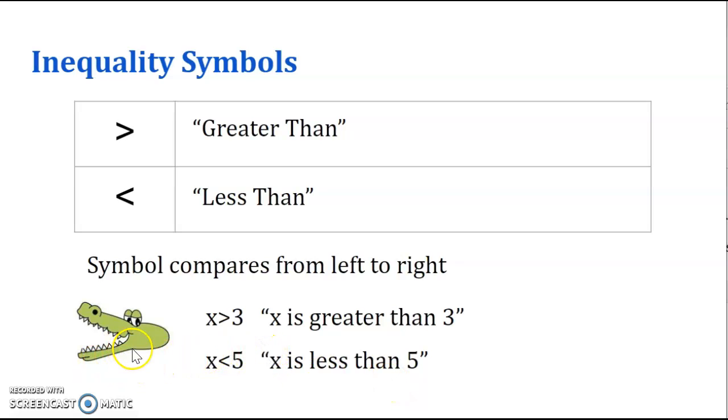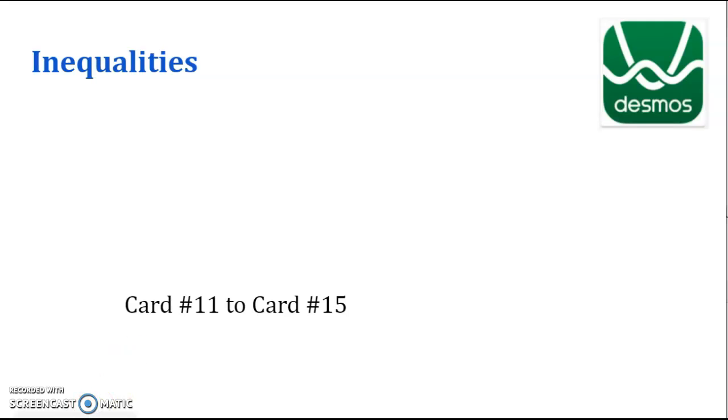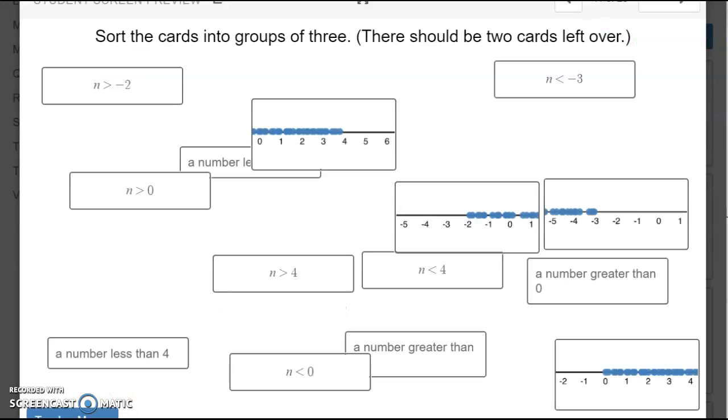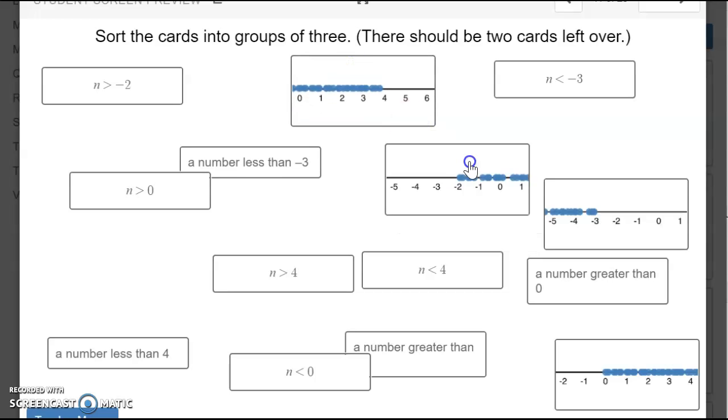So with that, you're going to be working on card number 11 to 15 of Desmos. Okay, card number 15 is a card sort. You are matching up the different inequalities. Okay, so I have some graphs here.